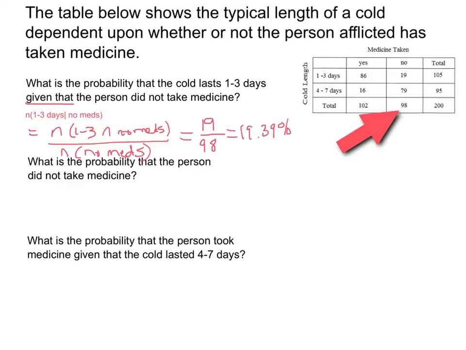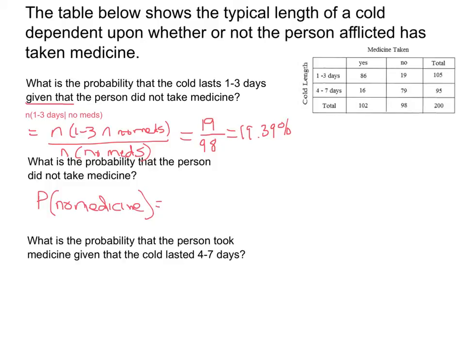So let's go ahead now, let's take a look at the next part of the question, which says, what is the probability that the person did not take medicine? Now, this is not a conditional probability problem. It just wants to know what is the probability that they did not take medicine. So let's write that down.